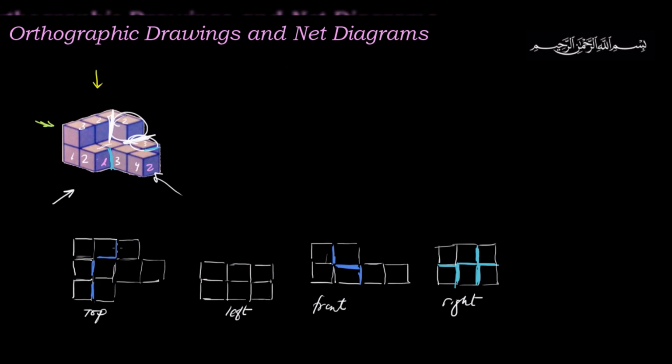From the top, it will look like this. From the left side, it would look all like this. And from the right side, from the front side, it would look like that. And from the right side, it would look like this. And this would be a 2-dimensional representation of a 3-dimensional figure. And this is an orthographic drawing of this particular figure.